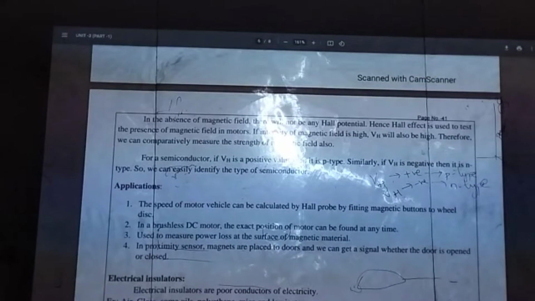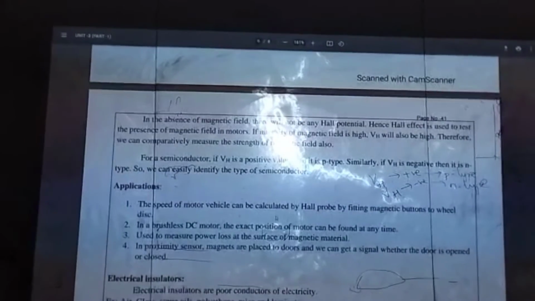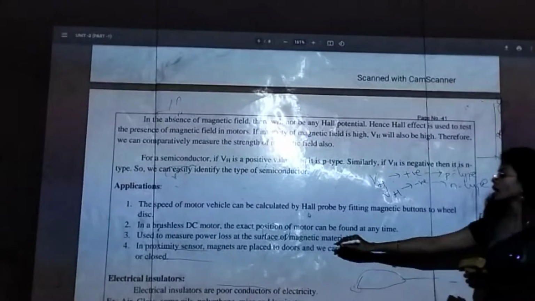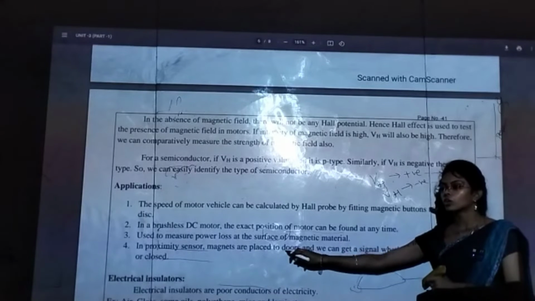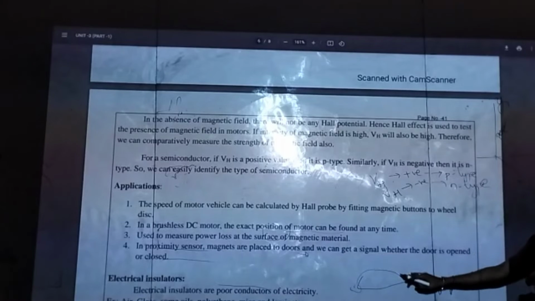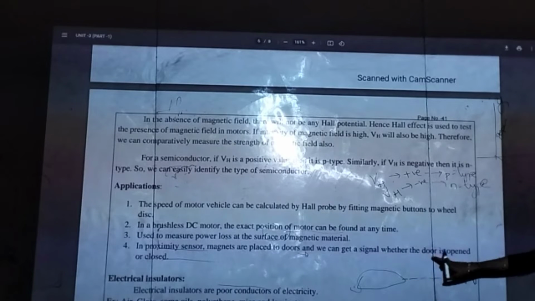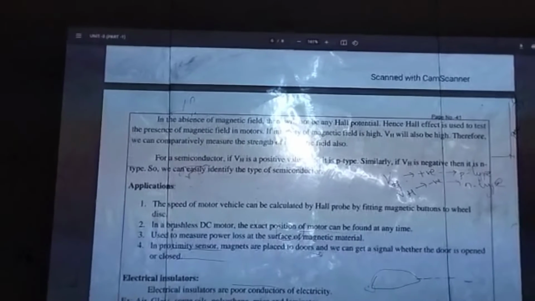Applications: it is used to calculate the speed of motor vehicles, and also in brushless DC motors, to know the exact position of the motor. It is also used to measure the power loss at the surface of magnetic material. And finally, we have seen the open-close example, right? Proximity sensor. Magnets are placed on doors and we can get a signal whether the door is opened or closed.